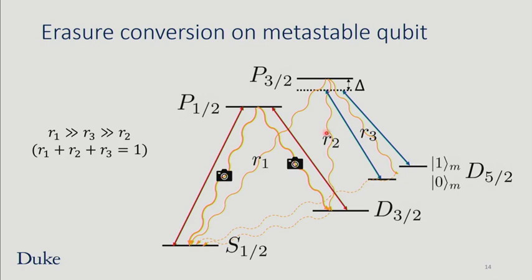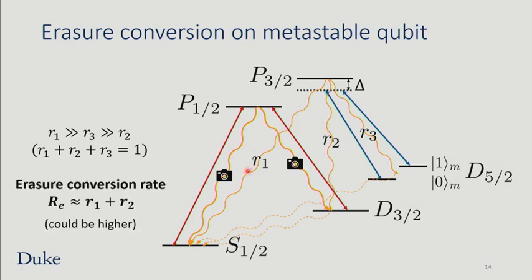So yeah, this is the big picture. Due to this idea, we can convert errors to erasures. And we can define this erasure conversion rate, which is the ratio of erasure rate to the total error rate. And from this picture, you can roughly estimate that as R1 plus R2. I say it could be higher because technically, in theory, you can pump other atomic levels in the D5 half and pump it out as well, but you really don't want to mess with the data, the qubit encoded, so I'm going to take a rather conservative estimate here.